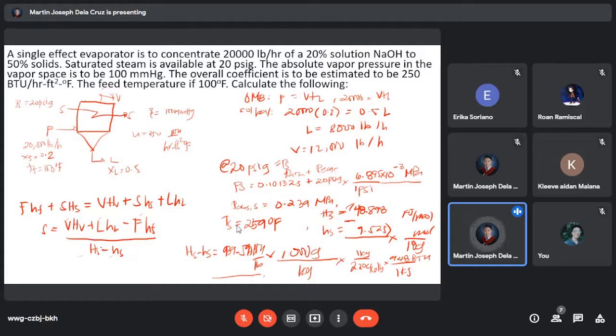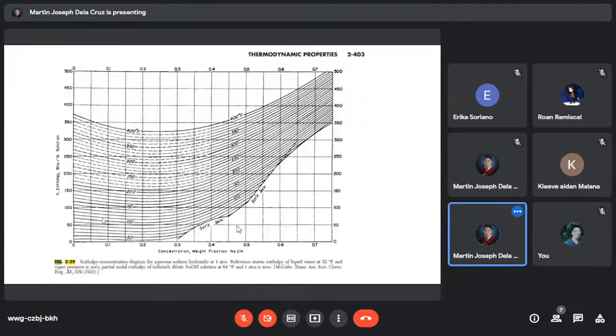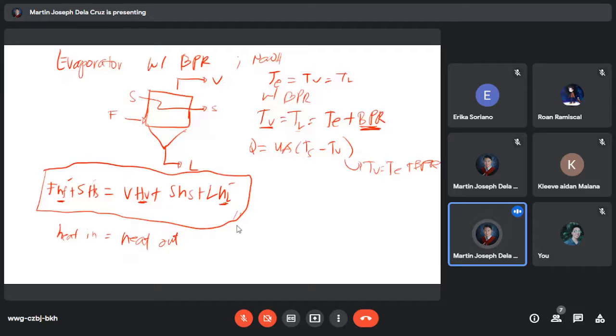So, meron na tayo nito. So, HV class. So, we'll get your HV. So, dito para class, no? So, HV class, to get your HV, HV is saturated vapor plus BPR times your CP.